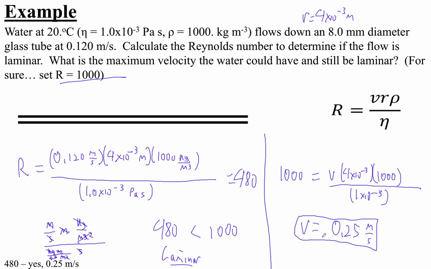And if it was 2.5, that would make the Reynolds number 10,000. It would be fully turbulent at 2.5 meters per second, which would give an R of 10,000, just because we'd multiply this by 10. That would be fully turbulent. But the onset of turbulence would be 0.25. All right. Yeah. There you go. Good enough.